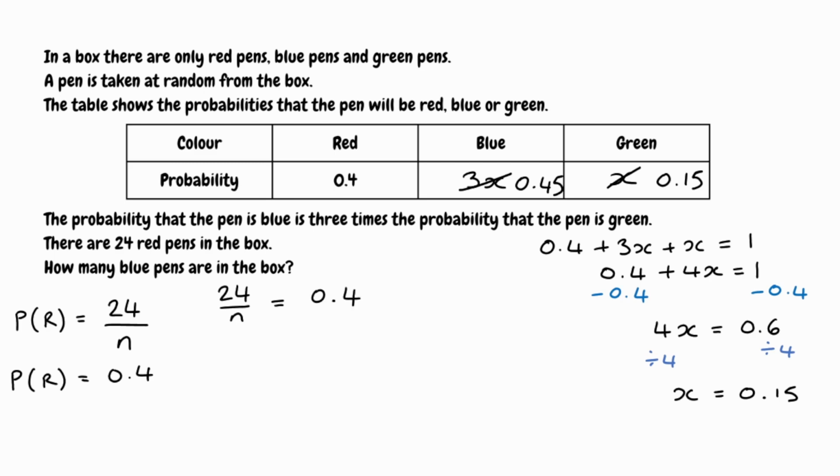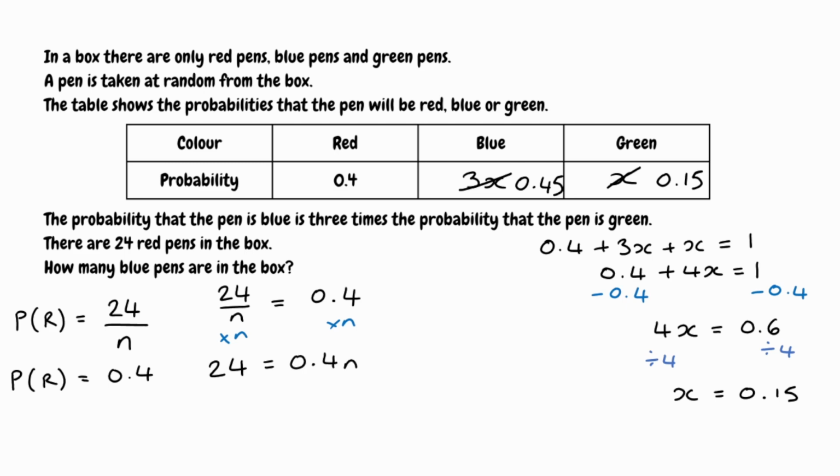And now we've created an equation we want to solve for n because we want to figure out that total. So to begin with, I've got 24 divided by n. So what I'm going to do first is multiply both sides by n. So that will get rid of the fraction on the left-hand side. So we're left with 24 is equal to, and then we'd have 0.4 times n. Well, that's just going to be 0.4n.